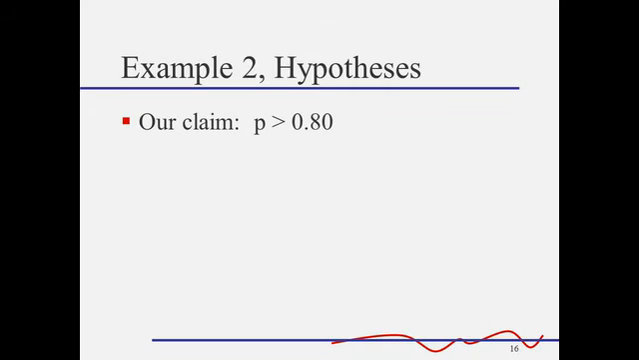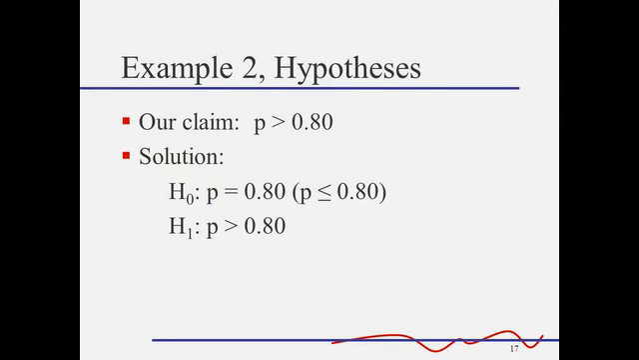Turning our claim into math, we have that P is greater than 0.8. So to put these into the hypotheses, we have that the alternative hypothesis, H1, is P greater than 0.8, and the null hypothesis is that P is equal to 0.8, remembering that the opposite of our claim is really P less than or equal to 0.8.